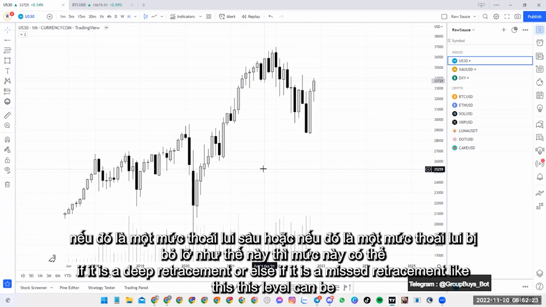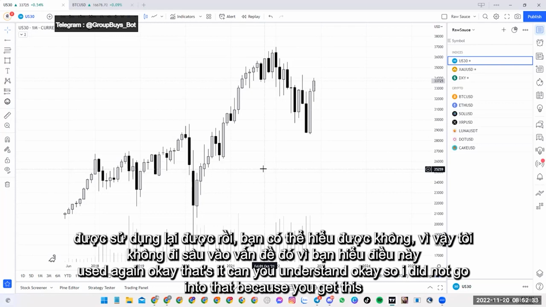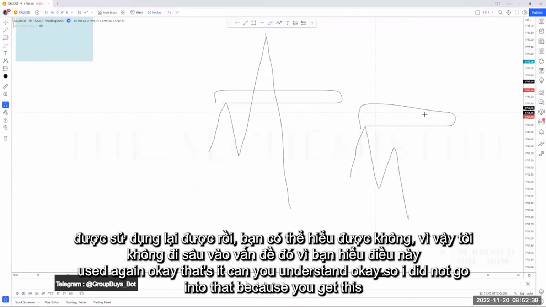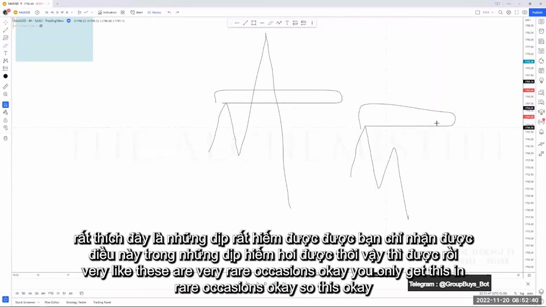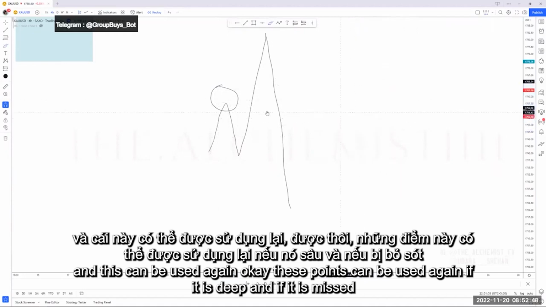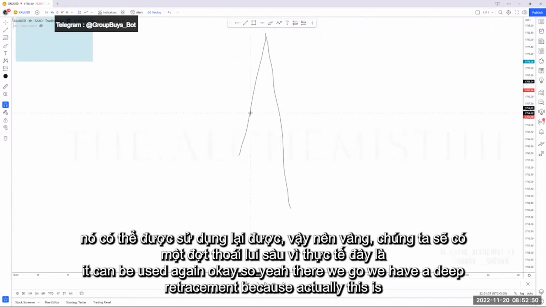So remember, if it is a deep retracement, or if it is a missed retracement, this level can be used again. Can you understand it? I did not go into that because these are very rare occasions. You only get this in very rare occasions. So this and this can be used again. These points can be used again if it is deep, and if it is missed, it can be used again. So yeah, there we go.